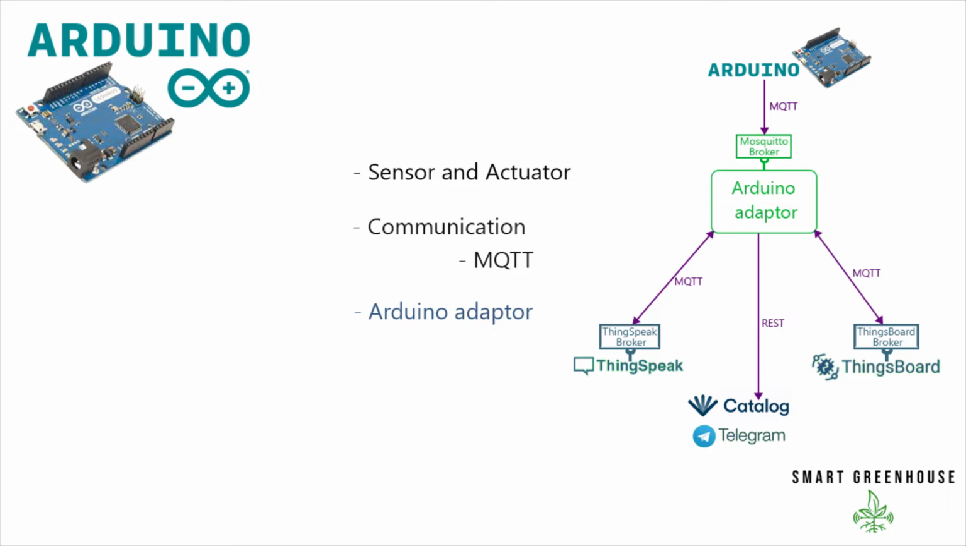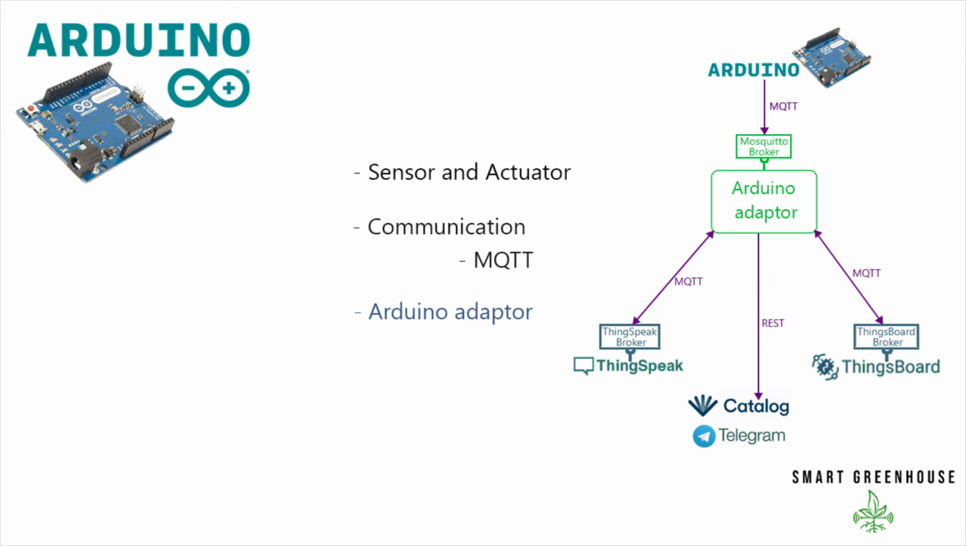The adapter communicates through MQTT with the Arduino board, using the Mosquitto broker, with ThingsBoard, using the ThingsBoard broker, and with ThingSpeak, using the ThingSpeak broker. The adapter receives lamp control commands from ThingsBoard and forwards them to the Arduino board. In this way, I can change the brightness of the lamp according to the needs of the plants.